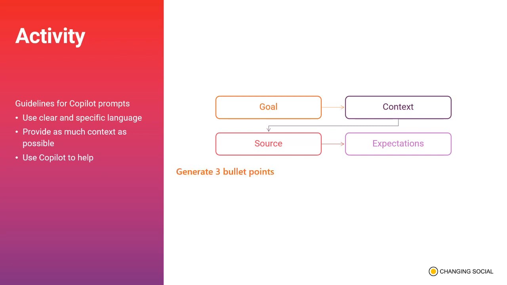So what is it you're trying to achieve? In this particular example, 3 bullet points. For what? Provide the context. So this is for a meeting with a client to discuss their brand campaign.